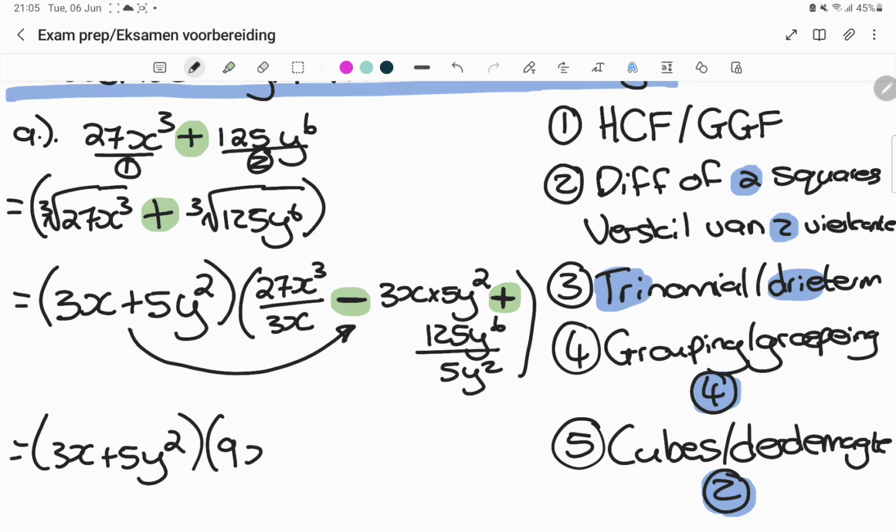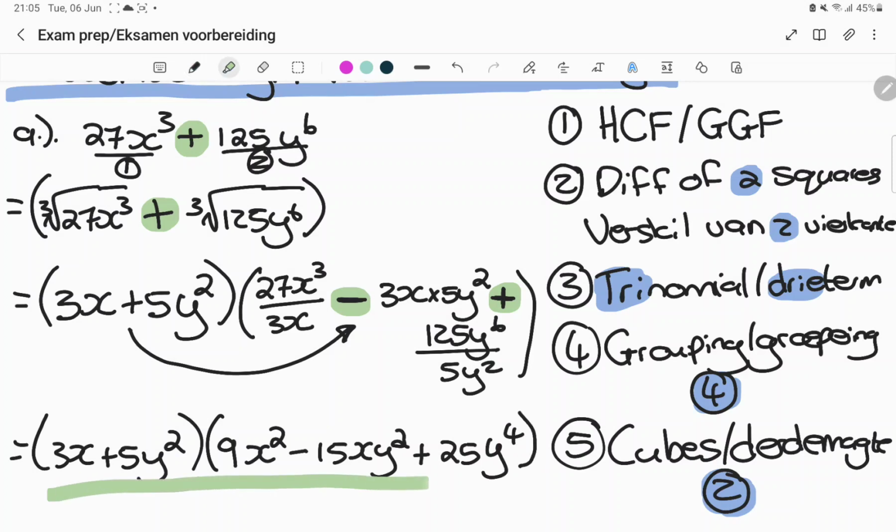3 minus 1 gives me x squared. I have my minus. 3 times 5 will become 15xy squared. I know that this sign is always a positive, and then 125 divided by 5 is 25, and then y to the power of 6 minus y squared will become y to the power of 4. And there you fully factorized the question.